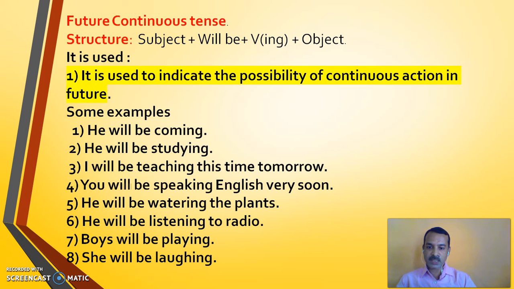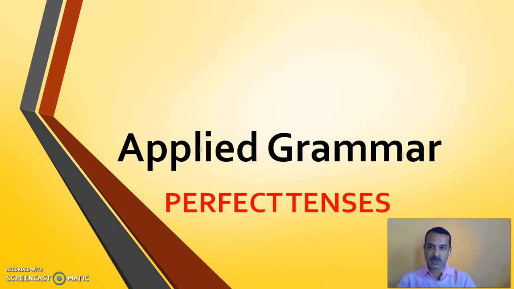He will be listening to radio. तो रेडिओ ऐकत असेल. Boys will be playing. मुलं खेळत असतील. She will be laughing. ती हसत असेल. These are some of the examples of future continuous tense that talk about the possibility of continuous action in future.